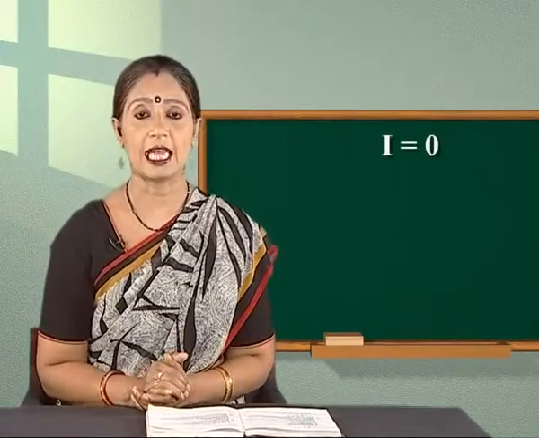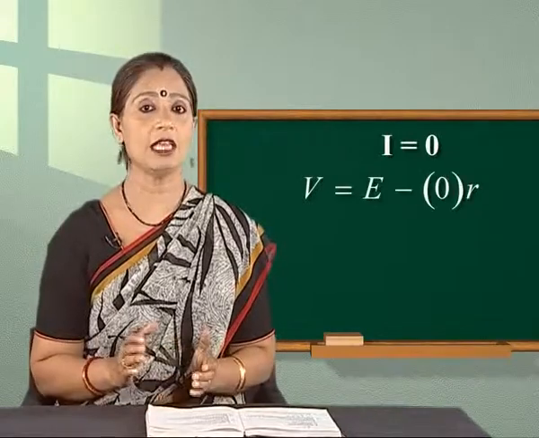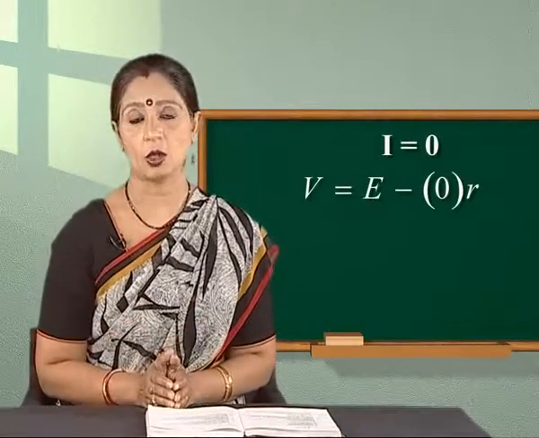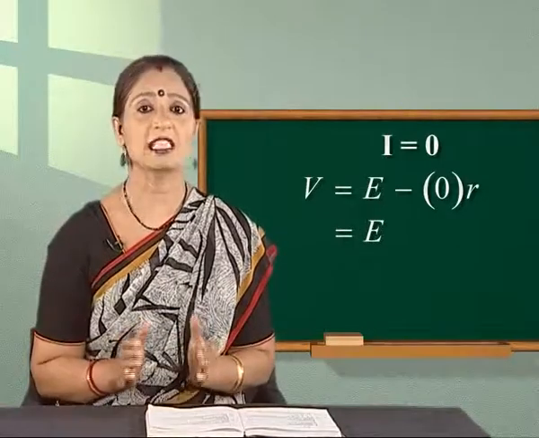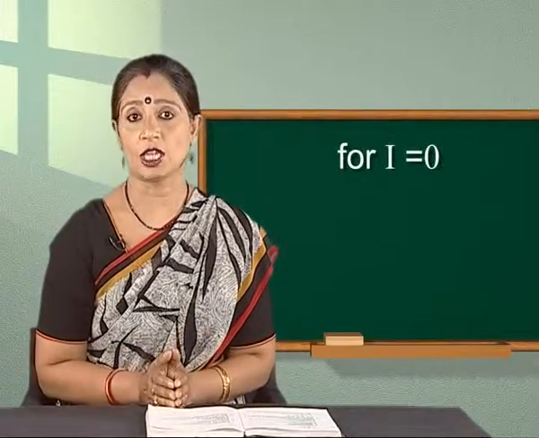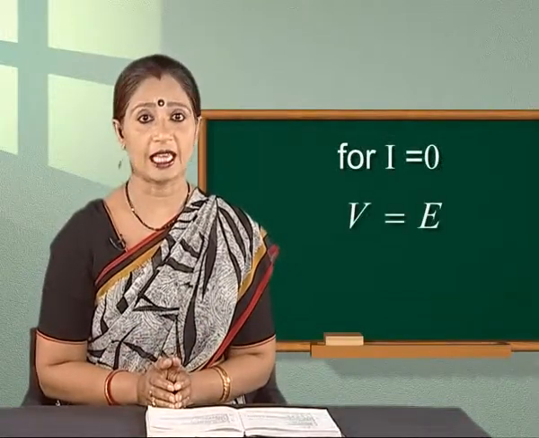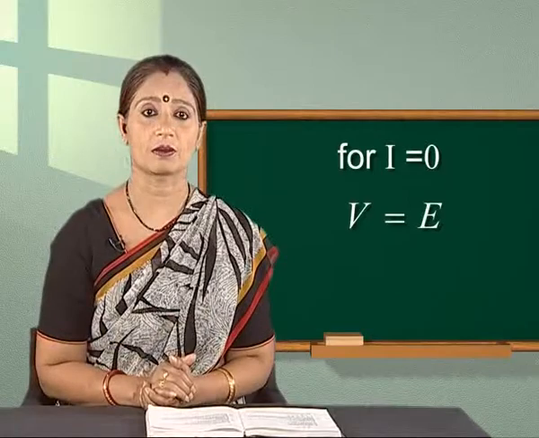Thus, if I is equal to 0, then V is equal to E minus 0 into R, or equal to E. So, the maximum possible value of V, for I equal to 0, is E, which a cell can offer.